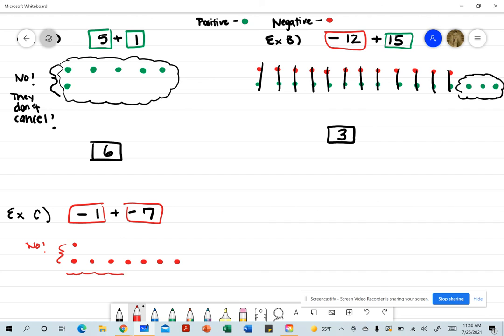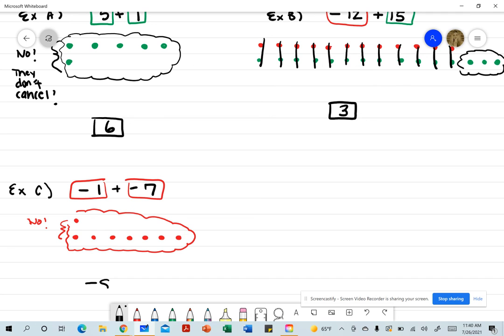Why don't they cancel? They're both red. So what does that mean our answer is? Our answer is everything we wrote down. That's 1, 2, 3, 4, 5, 6, 7, 8 negatives or -8. So that's how we use integer counters.